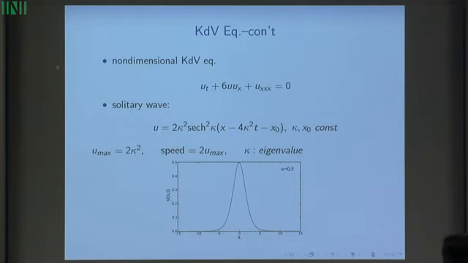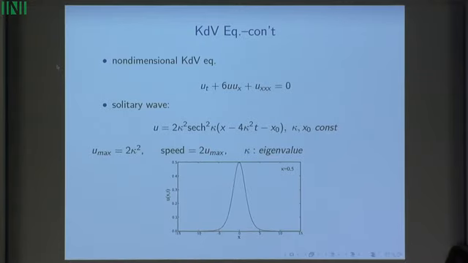And here's a solution to this equation. Hyperbolic secant squared, that's a typical hyperbolic function. And the amplitude's 2 kappa squared. The speed is 4 kappa squared. 2 to 1, that's exactly, when you unwind the dimensions, what Scott Russell observed. So Scott Russell was spot on. And kappa is the eigenvalue, which I'll only say is a special number.